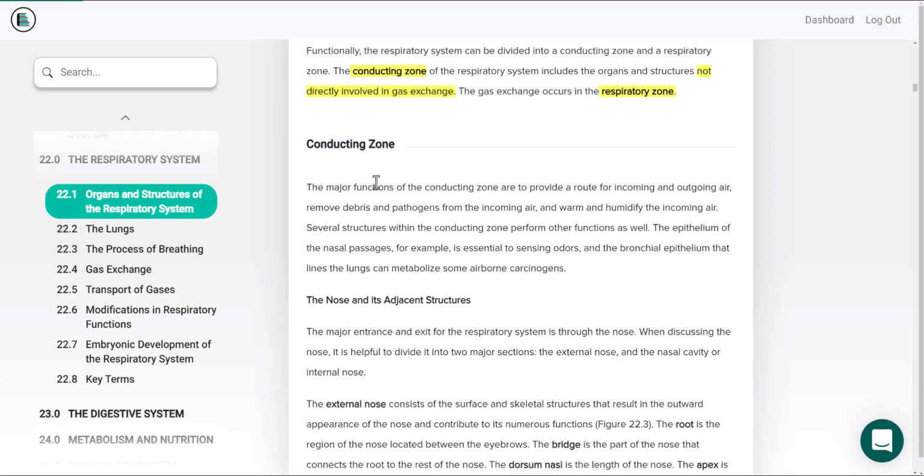So the conducting zone, again, it's everything that's gross. By gross, I mean large, that you can see with the naked eye. And even some of the microscopic structures are also considered part of the conducting zone. So what else is the conducting zone besides just the pathway for the air?